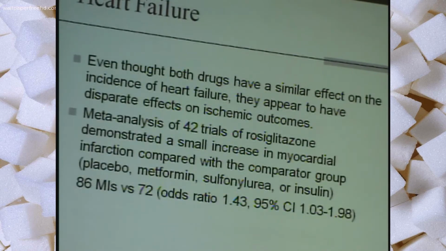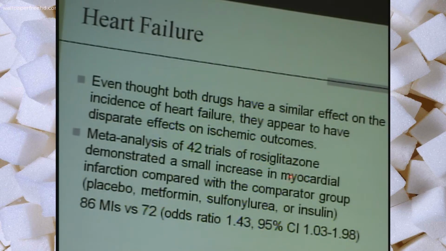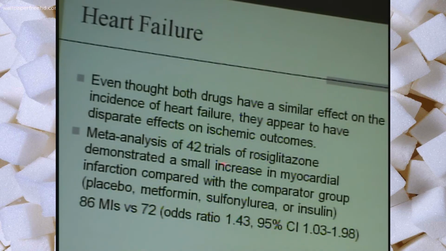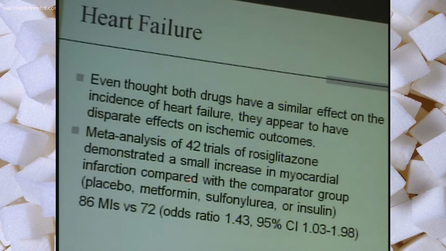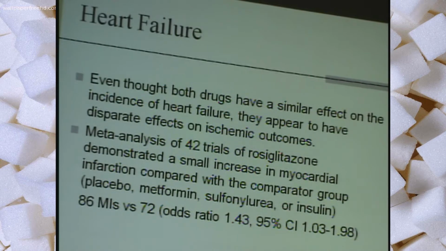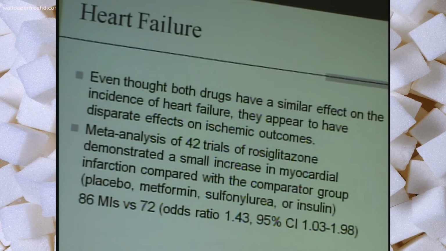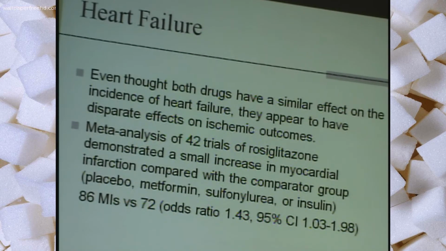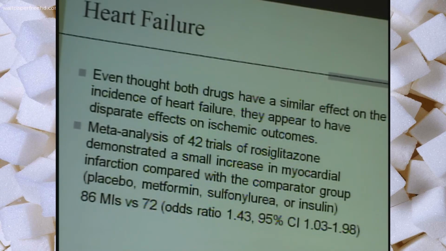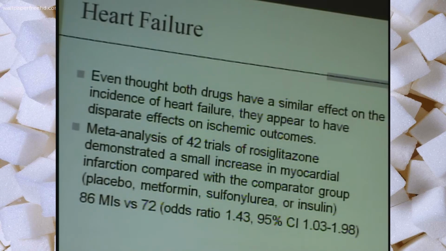Okay? And from a meta-analysis of 42 trials of rosiglitazone, it's been demonstrated that there is an increase in myocardial infarction compared with any of the other medicines we have. So if you compare rosiglitazone with metformin, sulfonylurea, or insulin, there is always a higher chance of having cardiovascular events when you're on rosiglitazone. So even though a lot of people still debate it, with that information out there, you should probably not prescribe rosiglitazone.